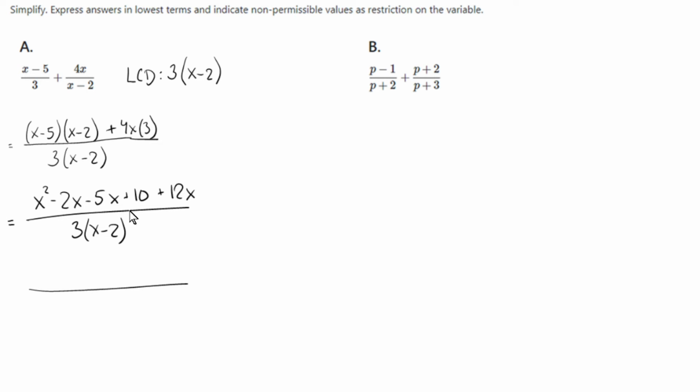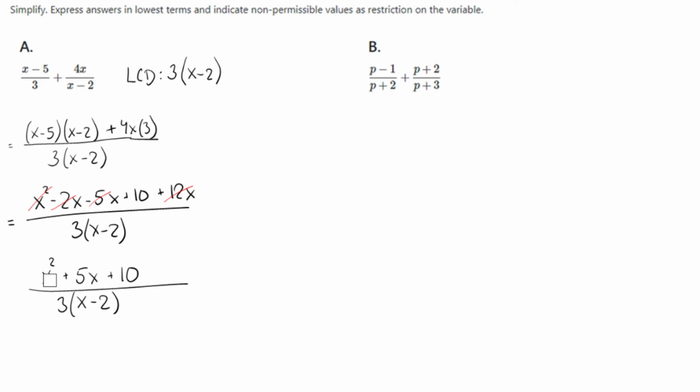So in the numerator we have one x squared term. What I often do is I cross out the terms that we have combined. Then we have negative 2x minus 5x, that's negative 7x, plus 12x, that's going to be positive 5x. And then we're just left with plus 10. And the denominator is 3 times x minus 2. Okay, so at this point we are almost done.